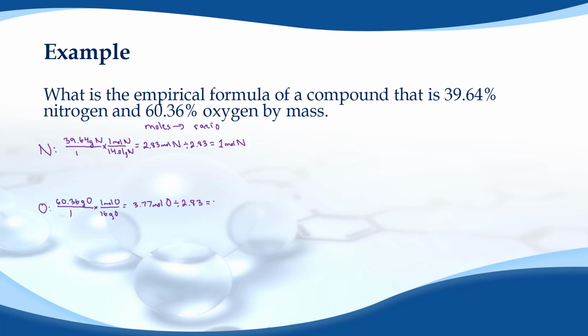As I was alluding to on the previous slide, the single most common mistake people make once they get to this point is they go, oh, 1.33 rounds down to 1. It doesn't. 1.33 is 1 1/3. The way that we get rid of thirds is we multiply by 3. So I'm going to take this 1.33, multiply it by 3, and that gets me 4.